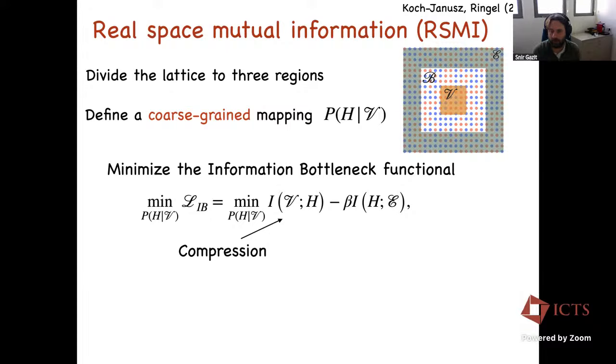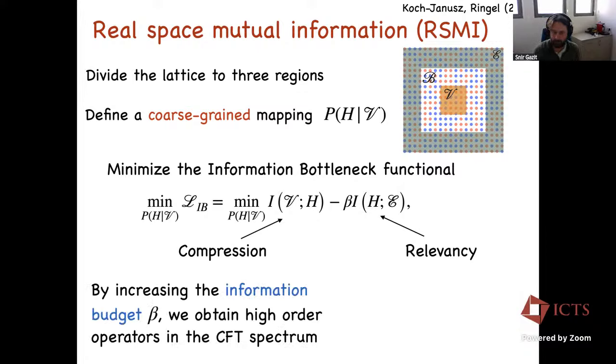The competing term is the mutual information between this compressed observable and the faraway environment. It tries to check how relevant this operator is and how much it can predict about distant degrees of freedom. So by increasing the value of beta, we increase the information budget, and we obtain higher and higher order operators in our CFT spectrum.